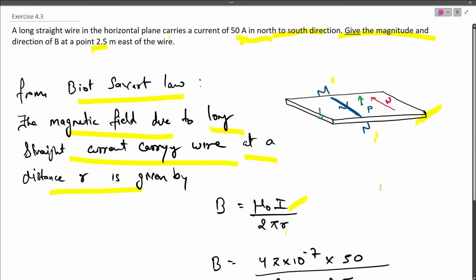Now if we want to know the direction of this magnetic field, then we can use right hand thumb rule, where the thumb is in the direction of the current. So the palm will face the direction of this magnetic field, and we will see that it is upward. So the direction of this magnetic field is going to be upward.